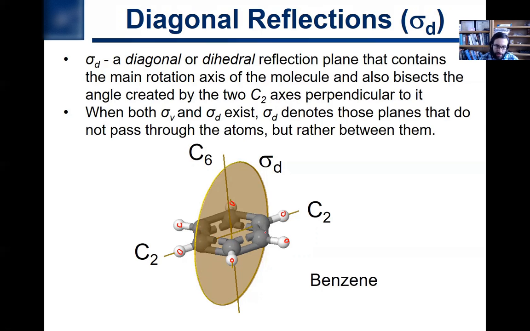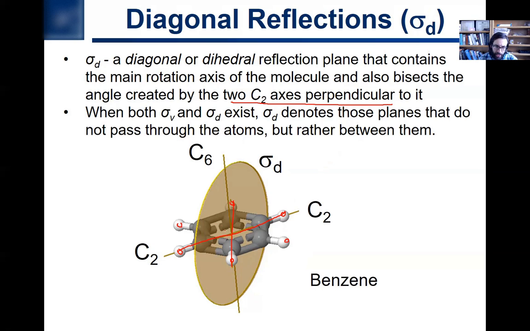How do I know if it's sigma V or sigma D? Well, you have to look for two perpendicular C2s, perpendicular to the mirror plane. So here they are, spinning the molecule 180 degrees. And there's two of them here, one going like that, and the other going like that.